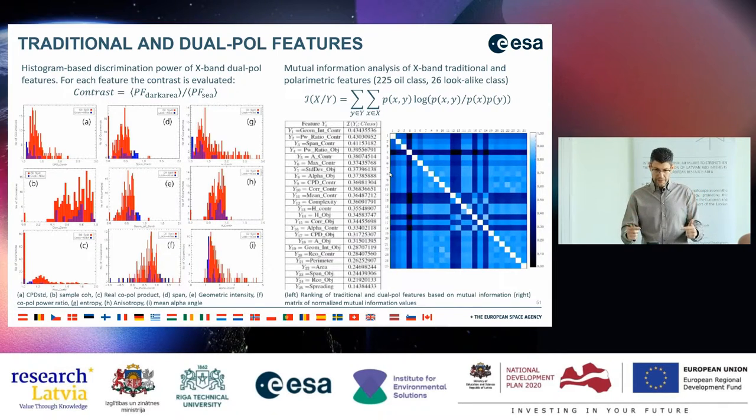I guess the first standard parameter is what's called max_contrast. This is what I said: the contrast is the ratio between the backscatter you measure over the dark area and the backscatter you measure from the surrounding ocean. But all the others are in the top 10, so you have 9 polarimetric features and 1 standard. This was a study that proved that with polarimetry you help your classifier train better.